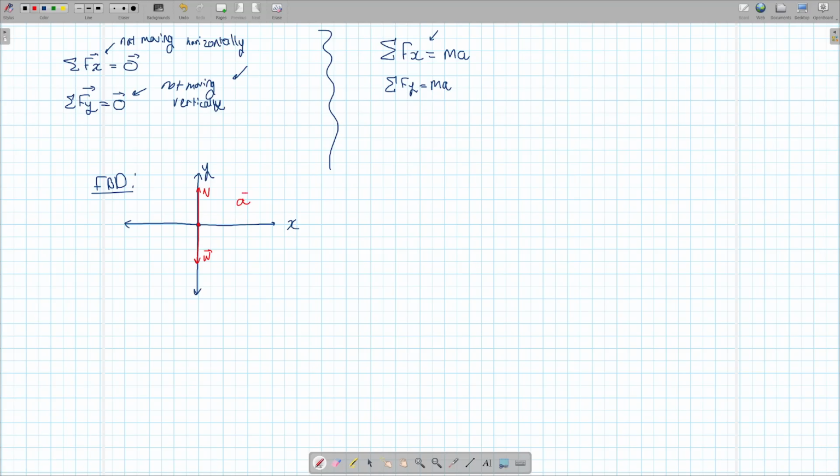Let's say it's a car moving, so it's accelerating to the right. You would always put A to the right, or if it's accelerating to the left, you would put A to the left.